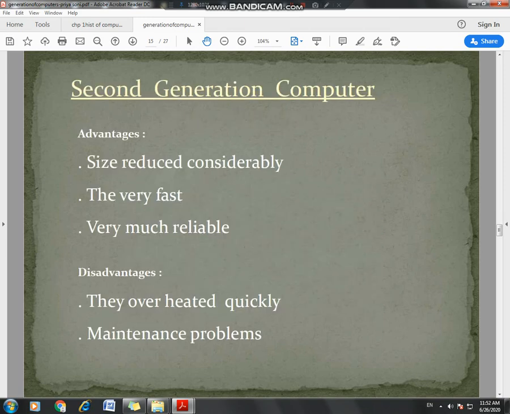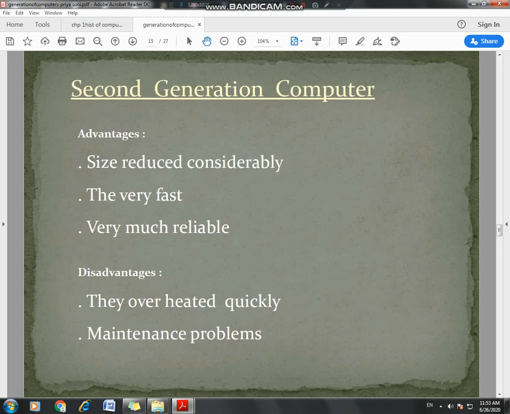Now the advantage is that the size of the computer reduced considerably. Obviously vacuum tubes were larger, transistors were smaller compared to them, so the size reduced. They became fast, and also they became reliable because the heat generation problem was minimized but not completely finished. Now again, the disadvantages: obviously heat, very quickly less than the first generation, but still heat was there, and still there were maintenance problems.